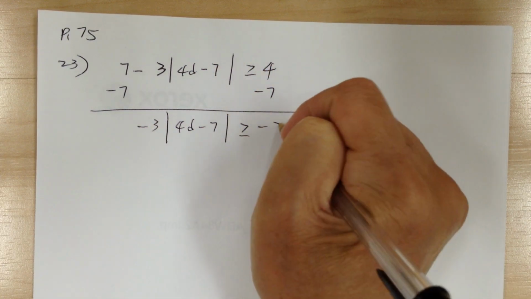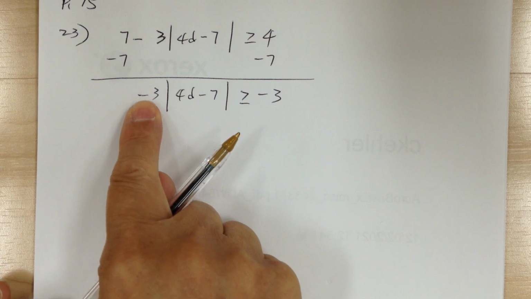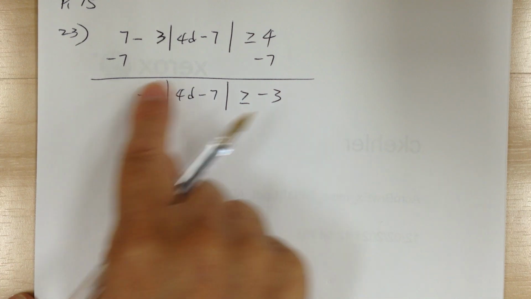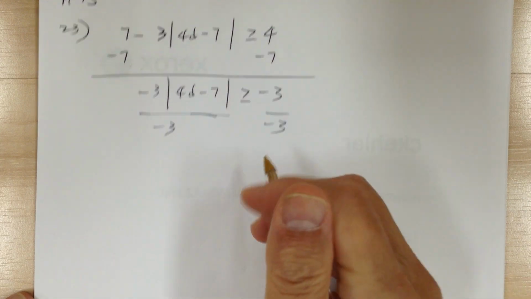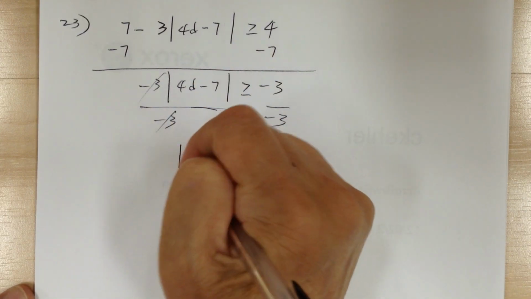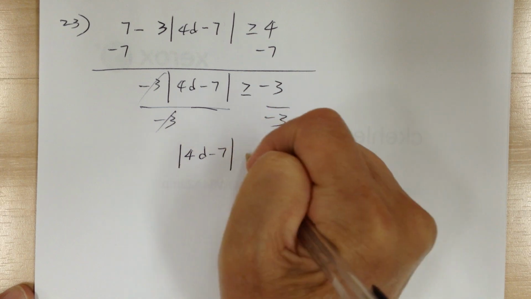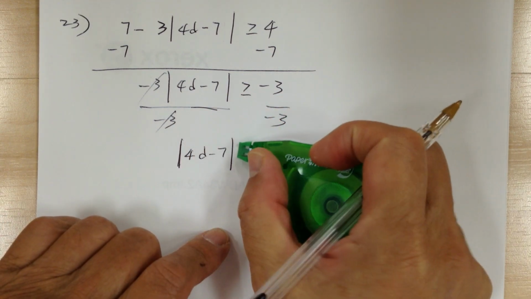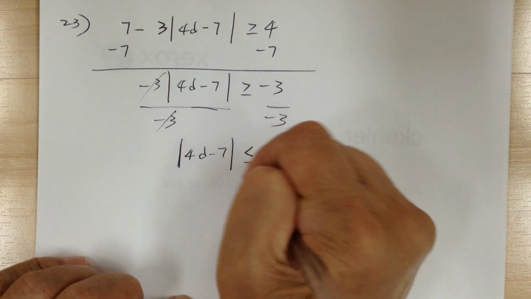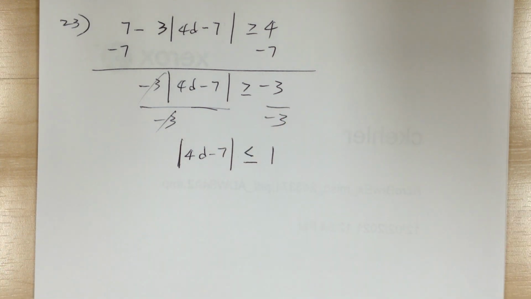So this will be minus 3. Then you have to get rid of that. Now this is multiplication, so to undo multiplication, you have to divide. So this will cancel out. So you get the absolute value of 4d minus 7 is greater. When you divide by a negative number, you have to change direction. So remember that. It becomes less than or equal to 1.